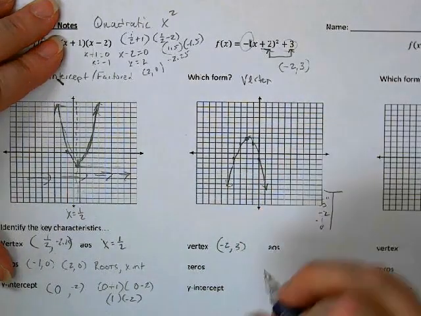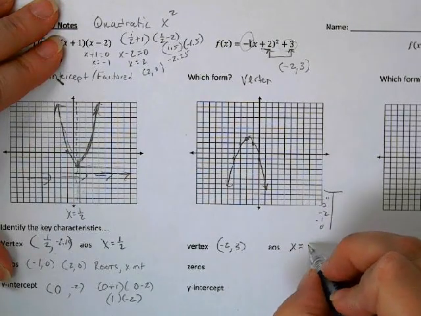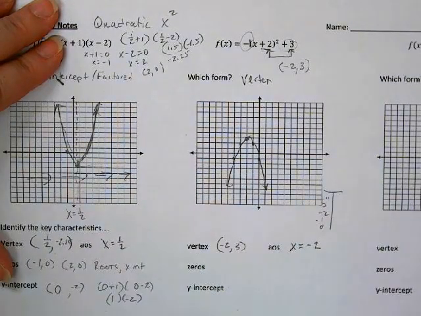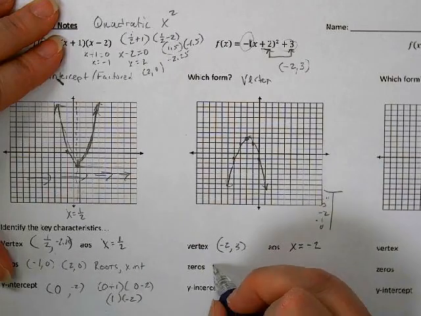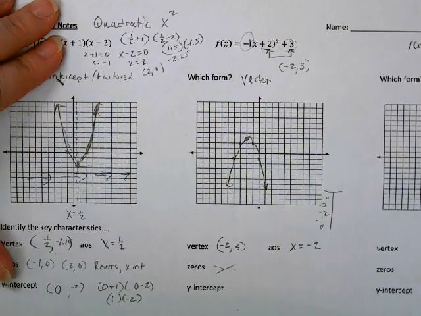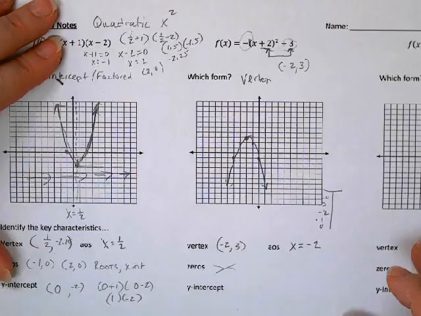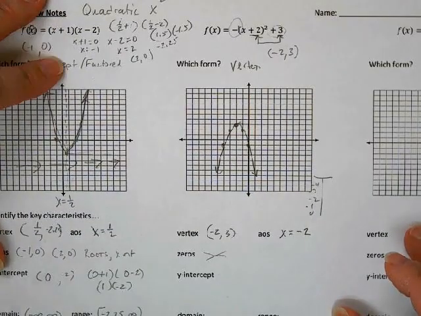We know that since our vertex is negative 2, 3, the axis of symmetry should be x equals negative 2. I'm not going to identify the zeros on this one because they're not clean. We'll find a way later to find them when they're not clean, but for now we're going to leave them.